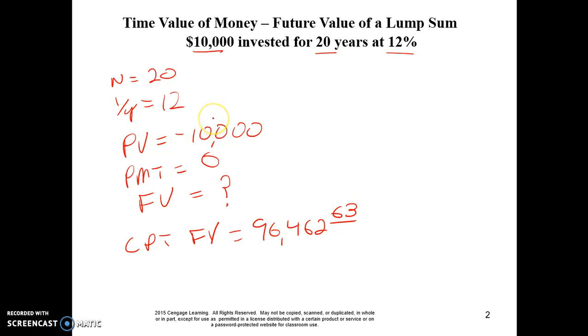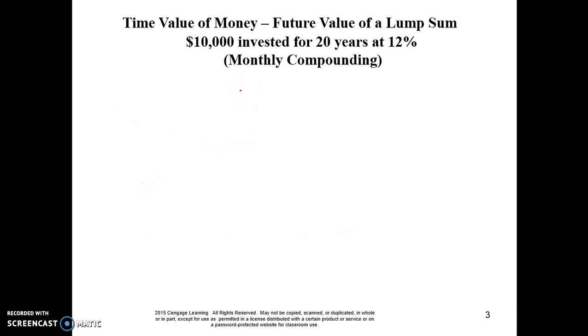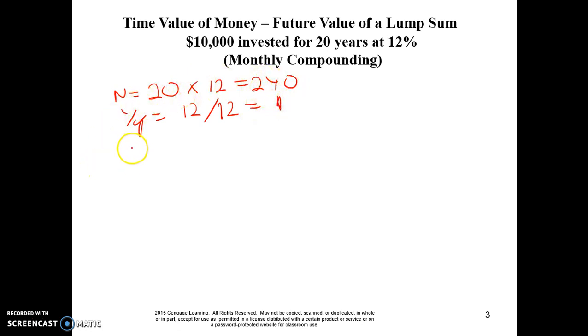For the next example, we're going to work this same problem, but we're going to use monthly compounding. With monthly compounding, we've got to adjust two things here. We take our years, and since it's monthly, we multiply it by 12. So that's 240, and our I/Y is 12 divided by 12, which equals 1. Everything else stays the same.